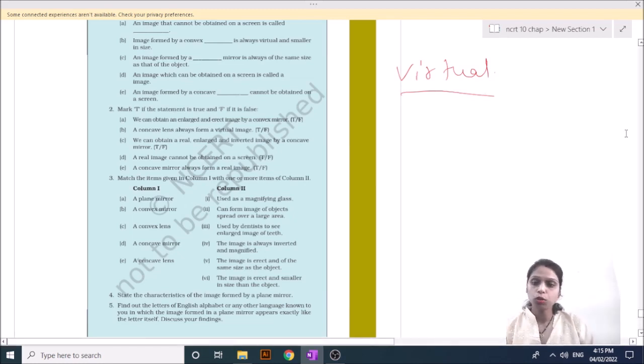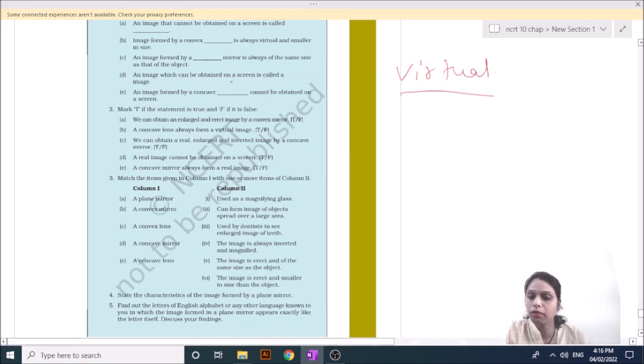Our next question: we can obtain an enlarged and erect image by a convex mirror. It is true. A concave lens always forms a virtual image. It is true. We can obtain a real, enlarged and inverted image by a concave mirror. It is true. A real image cannot be obtained on a screen. It is false, because a virtual image cannot be obtained on a screen. A concave mirror always forms a real image. Then it is false.